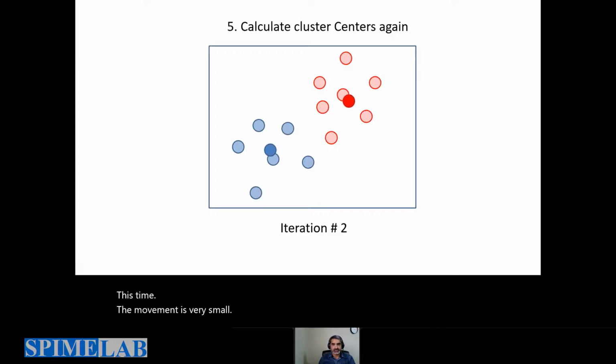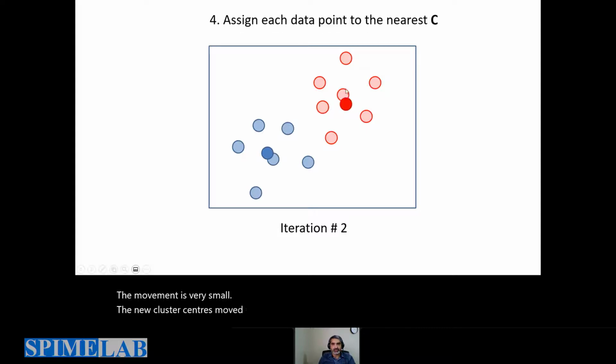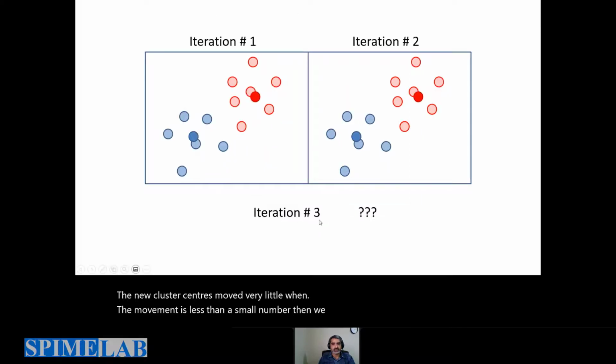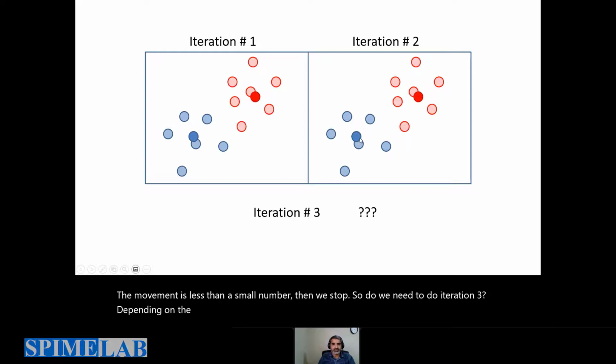New cluster centers moved very little. When the movement is less than a small number, then we stop. So do we need to do iteration 3? Depending on the movement, we can say, okay, the center points are just jiggling around. They are not taking strides. So we stop and come out of the loop.